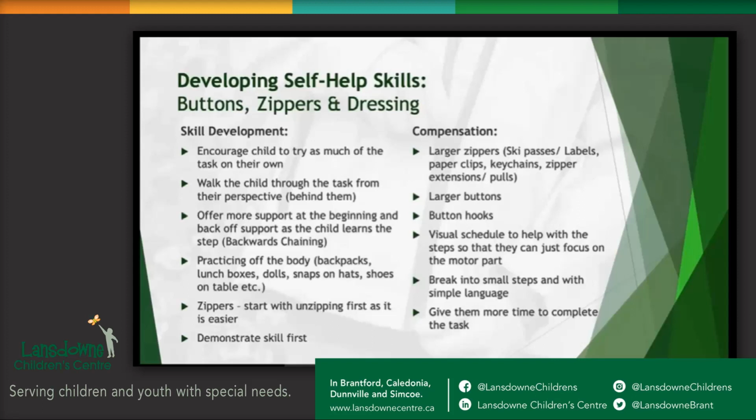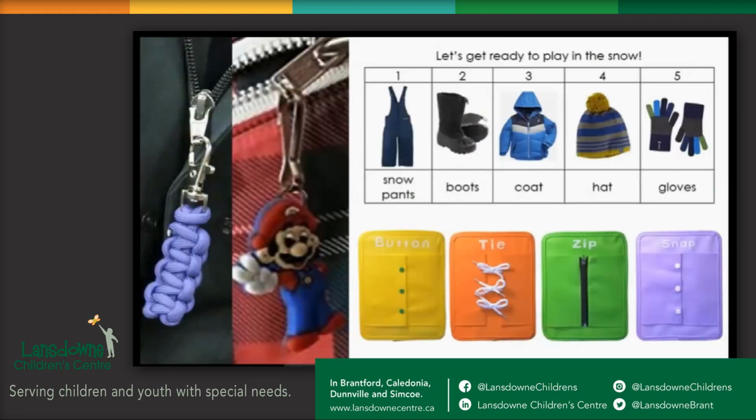And this is just a quick visual of what Monica just described. So as you can see, the little key chains or zipper extensions or zipper pulls allow the child to get more leverage, to then be more successful pulling up the coat. As well, it will allow them to get a fisted grip on it if they're not quite at that more delicate pinch level of development for their fine motor.